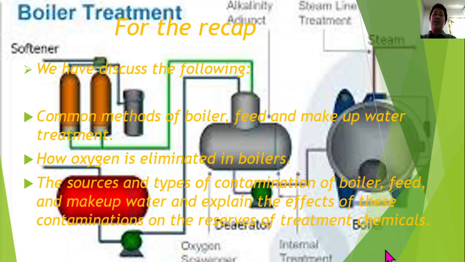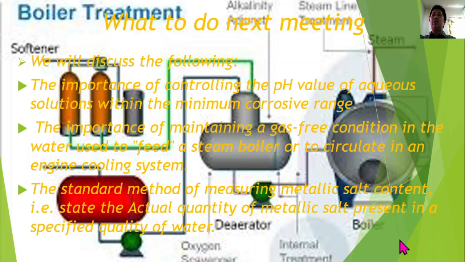For the recap, we have discussed the following: the common methods of boiler feed water and make-up water treatment. We also discussed how oxygen is eliminated in boilers, the sources and types of contamination of boiler feed and make-up water, and we explained the effects of this contamination and the role of the treatment chemicals.